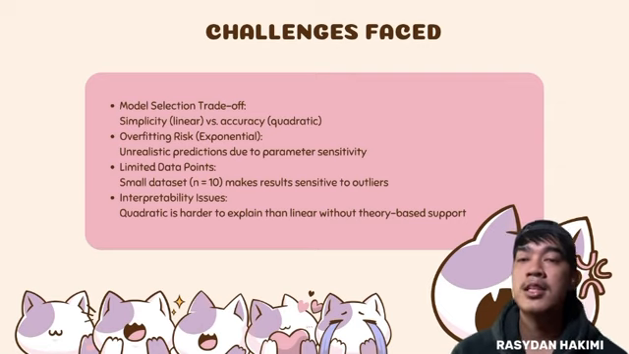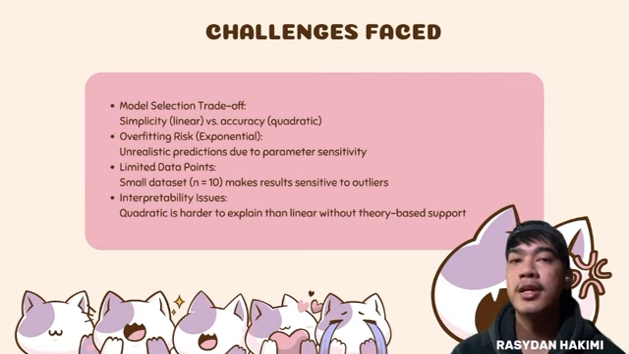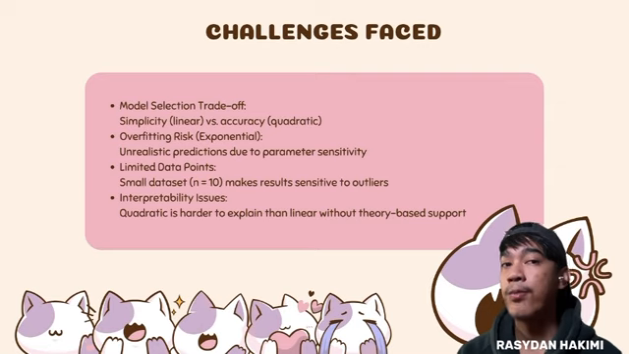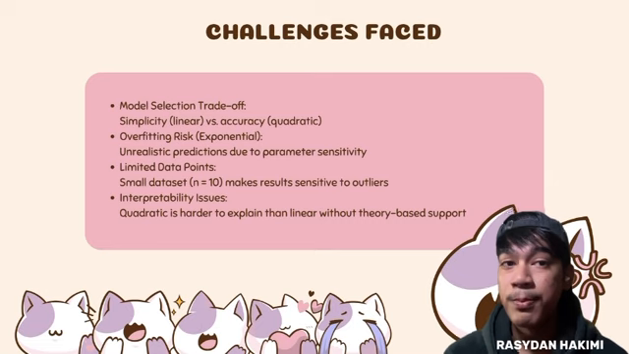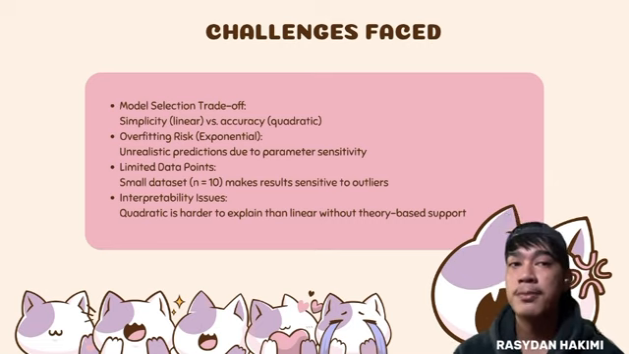We also dealt with limited data points, only 10 data points. With such a small data set, even one outlier could influence the fitting process significantly. For example, the points at 7.1 and 8.9 impacted the linear model slope more than others. And lastly, we considered interpretability. Even though the quadratic model fit best statistically, it might be harder to justify if we don't expect a squared relationship between variables in the real-world context.